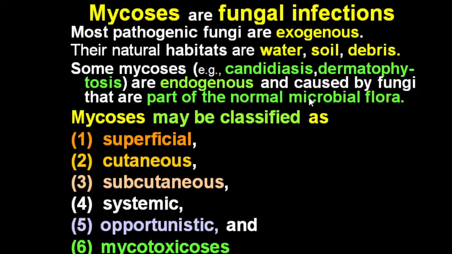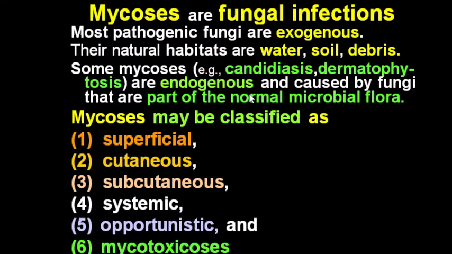But we would prefer, for example, they can be categorized as exogenous and endogenous, right? So exogenous mycoses are those that are caused by fungi from natural habitats of water, soil, and debris, or taken from another person, while the endogenous mycoses can be produced by fungi that are part of normal flora of the organism. For example, candidiasis can be produced by Candida that is a normal flora organism of the body.